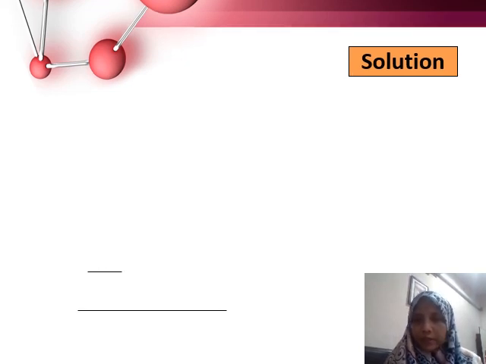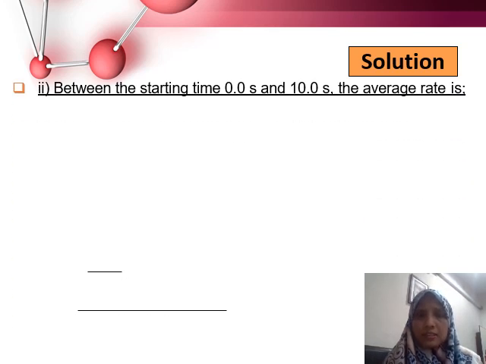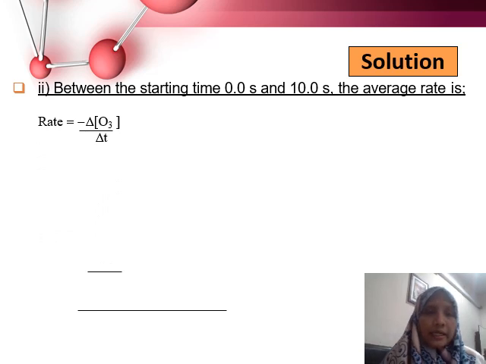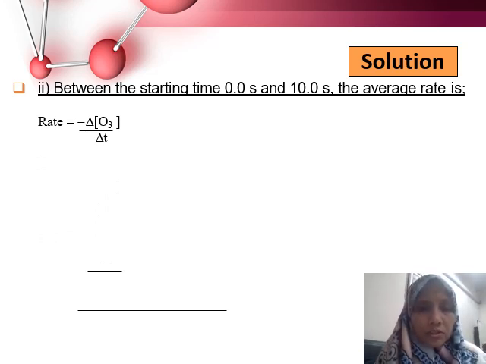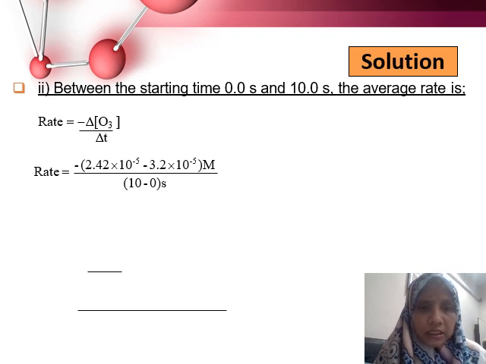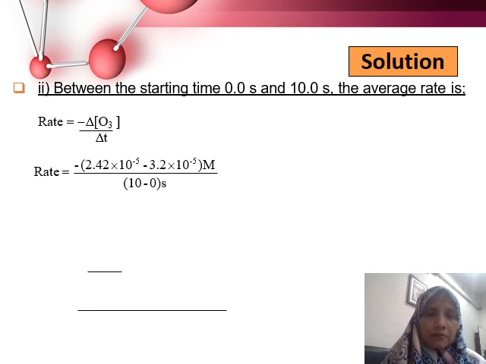Okay, right. And then the solution for the next question, between 0 seconds and 10 seconds on average. What you have to write here is to compare between 0 and 10 seconds. Again, rate is equal to delta concentration of ozone over delta T. At final, 10 seconds, it is 2.42 × 10^-5, minus 3.2 at initial. The unit is molar, over 10 minus 0 seconds. That will give you the rate of this value.